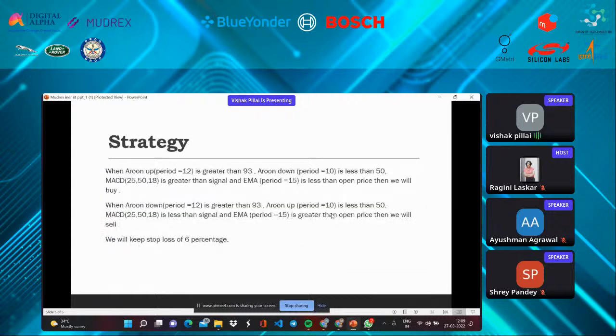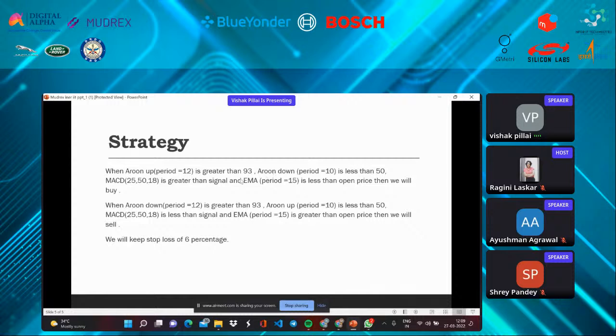Using these three indicators, we came to a strategy where we use period 12 for Aroon up line greater than 93 and Aroon down for period 10 less than 50. And for MACD we are taking a 25-day period EMA, 50 period EMA, and an 18 period MA as the signal line. So when MACD is less than the signal, then we get a signal to buy the stocks.